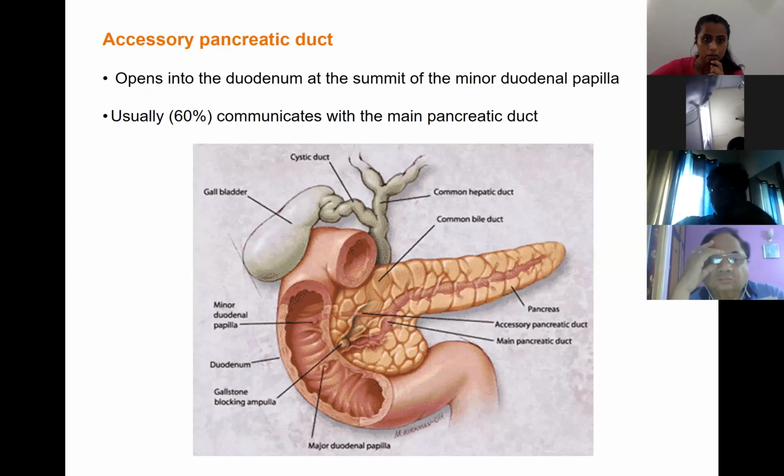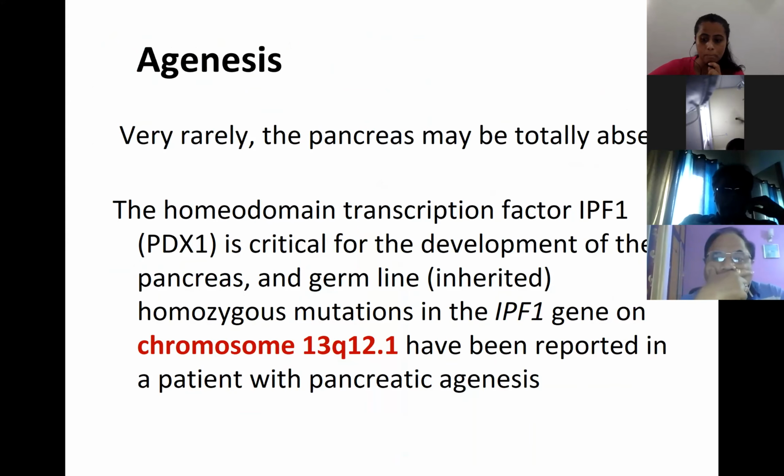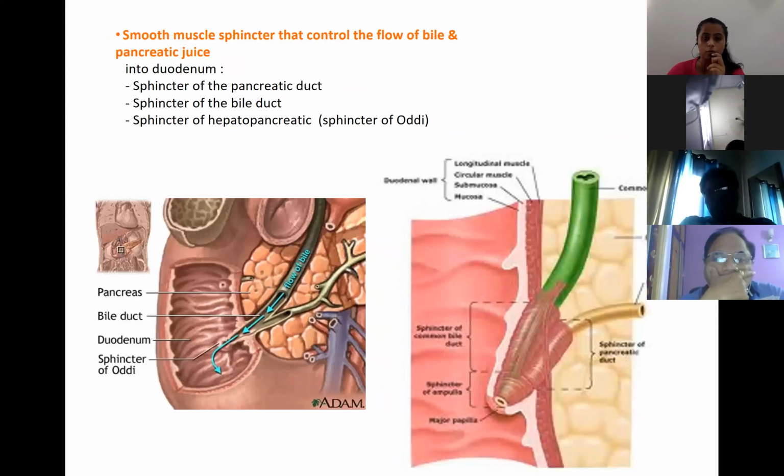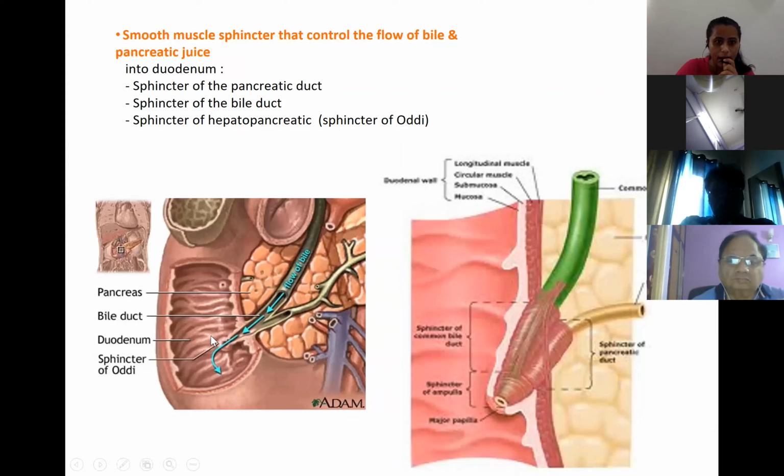And sir, here the smooth muscle sphincters which control the bile are the sphincter of the pancreatic duct, then the sphincter of the bile duct, and the hepatopancreatic sphincter, that is the sphincter of Oddi. Over here, as we can see, this is the sphincter of Oddi, and here the flow of bile will be there.